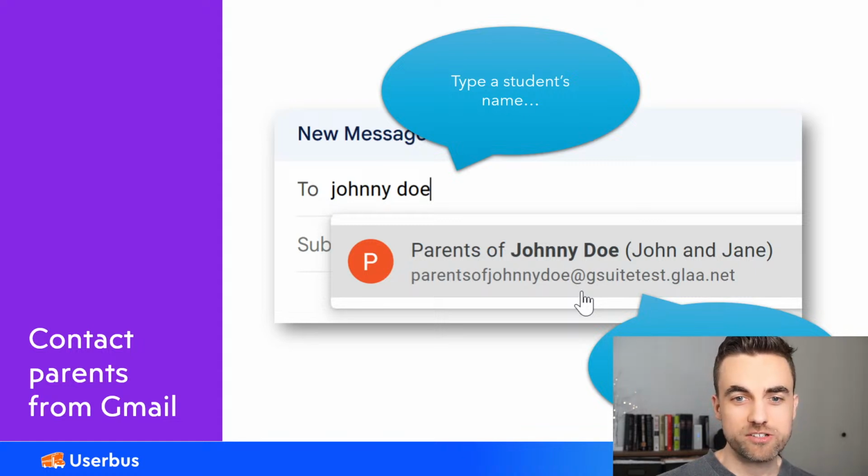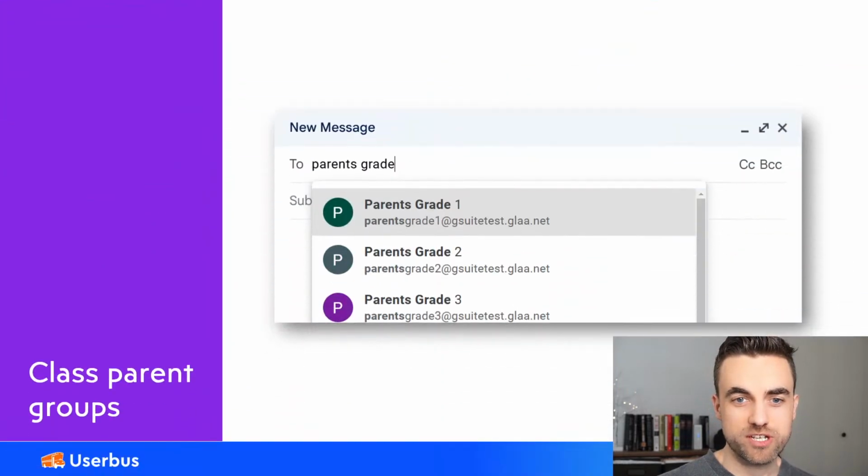There's another way that this works too, which is it also organizes by student grade and then parents in that. So you can say parents grade, and then you get a list of the grade numbers. So if you wanted to email all the parents of students in a certain grade, you could do it like this.